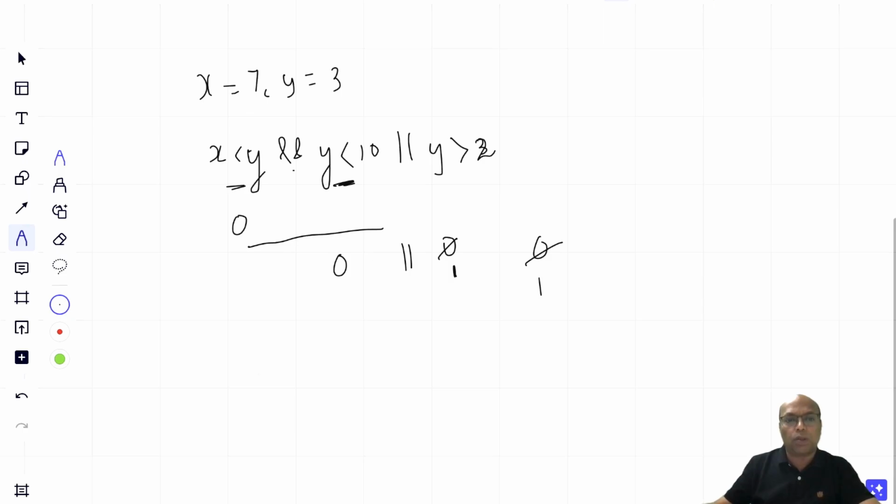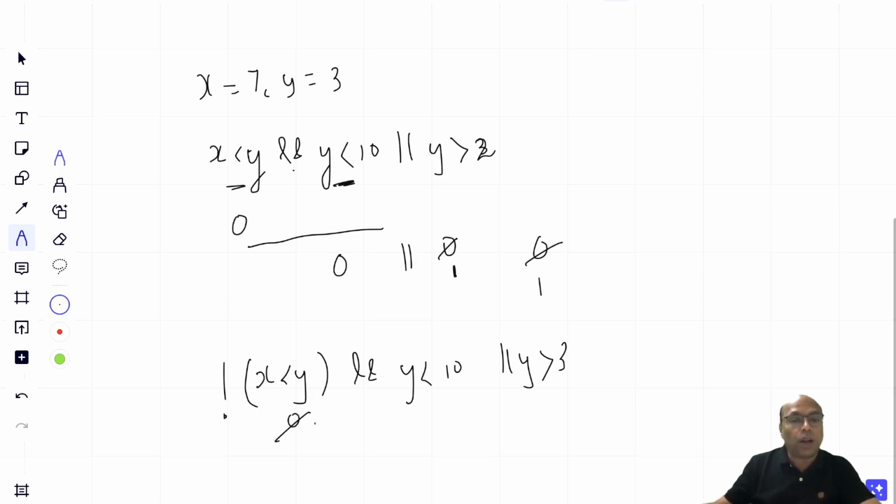Now, in this example I also use a not. What is going to happen? x is less than y, and I put this in a bracket and put a not, and y is less than 10 or y is greater than 3. If I write the same thing, x is less than y gives 0. Not will make it 1. The left hand side is 1, therefore the right hand side is going to be solved.